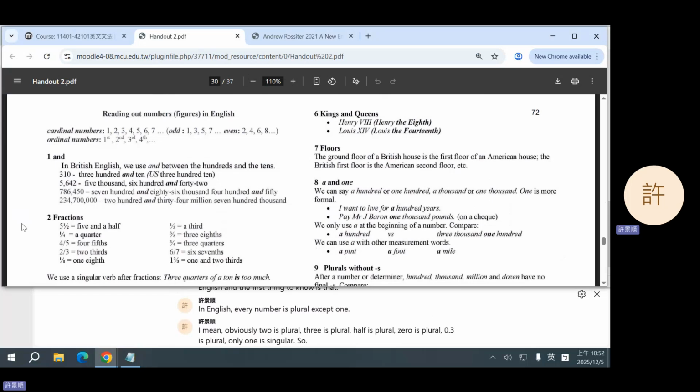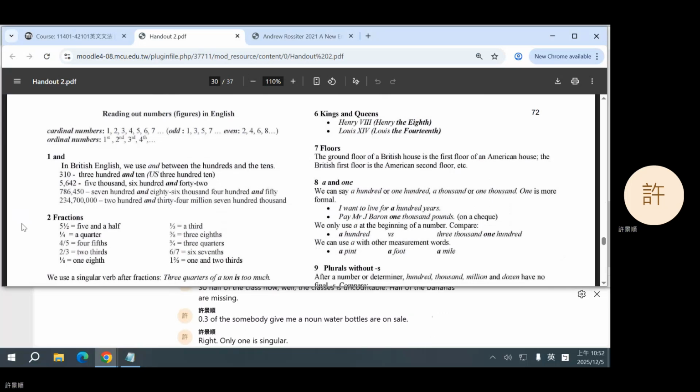So half of the class, no, well, the class is uncountable. Half of the bananas are missing. 0.3 of the, somebody give me a noun, water bottles are on sale. Right? Only 1 is singular.